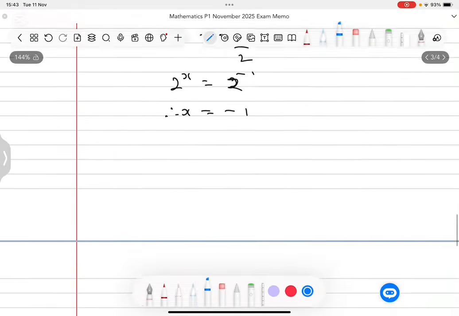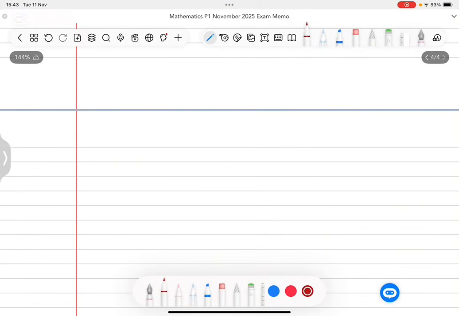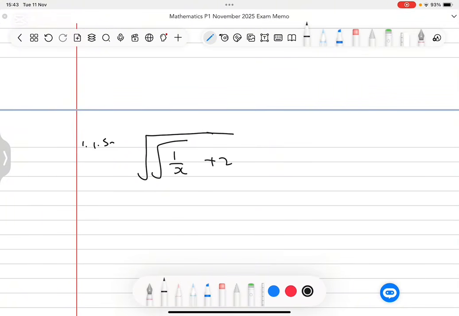Let's see how we can solve that problem. Now I'm given here 1.1.5. We are given the root of 1 over x plus a 2. So the 2 is inside that square root, and then we're saying this is equal to 1 over the root of x. Again, there are many pathways in which this problem can be solved. You can do this in very, very different ways if you like.